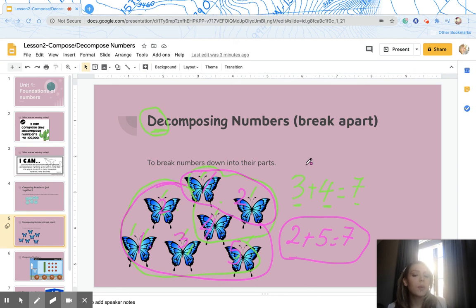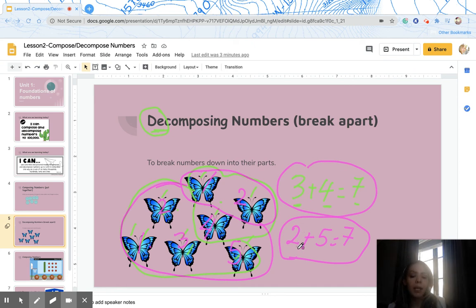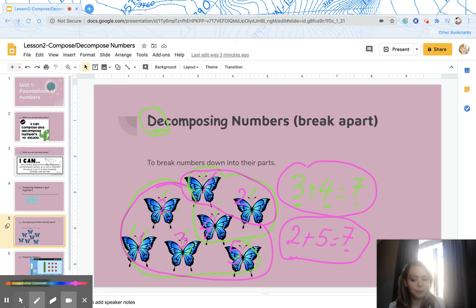So the first way, again, was to break them up into a group of 3 and 4 to give me 7. The second way was to break them up into a group of 2 and 5, and it still gives me 7. So I'm still getting to the same number.